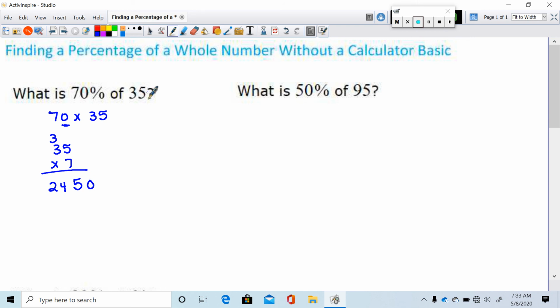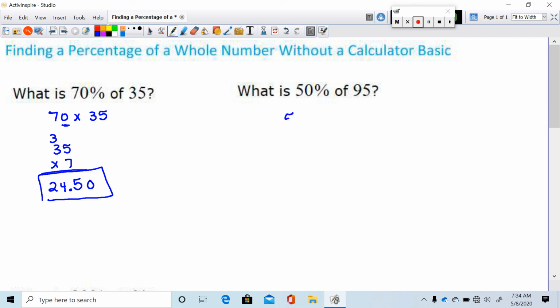70% of 35. What you want to do next is, because of the percent sign, you want to go over from right to left 2 numbers. So I'm going to put it right there. So 70% of 35 is 24.5, 24 and a half. Okay, so again, the percent sign just means you're going to have 2 numbers after a decimal in your answer.